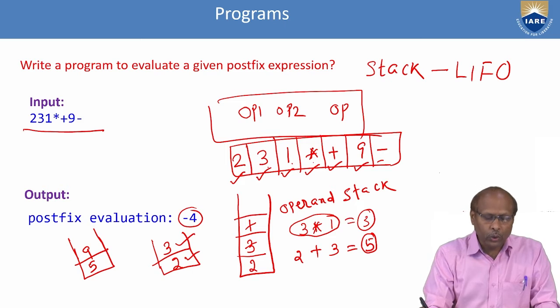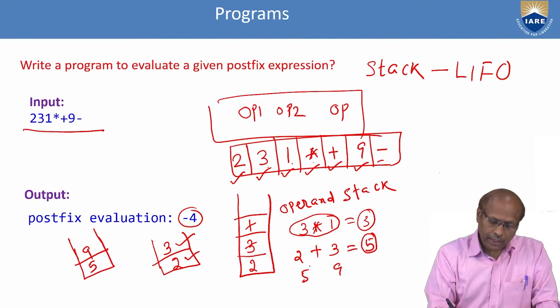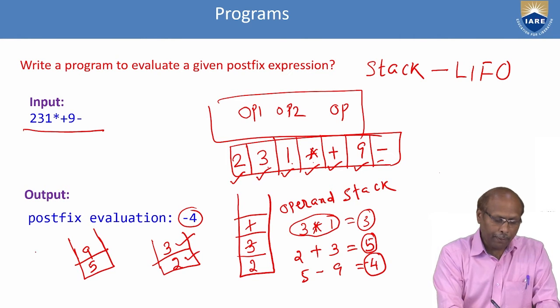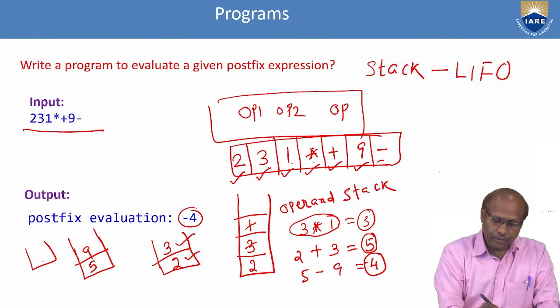If it is an operator, again you have to pop out. So 9 is popped out, 5 also popped out, and apply that operator. How much? 5 minus 9. 5 minus 9 is minus 4. Put minus 4, and finally this result is pushed in the stack.